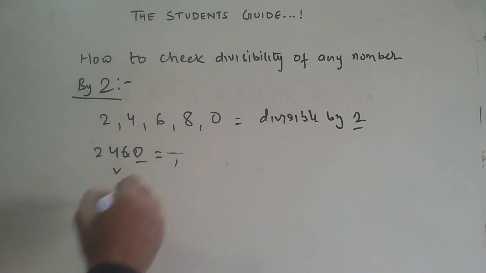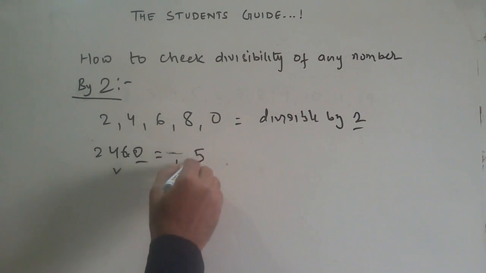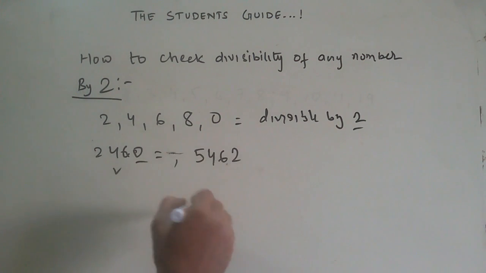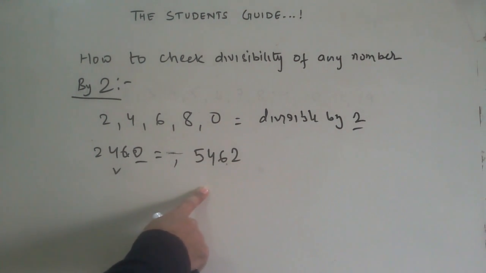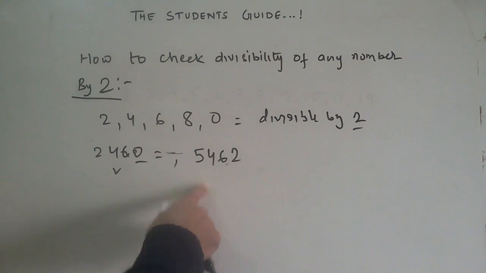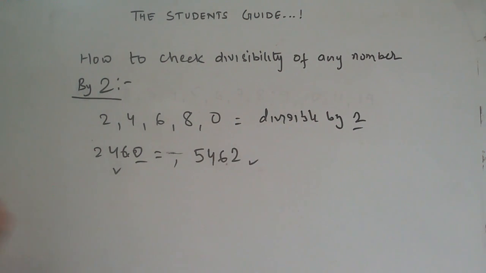Let's take another example. If it's given 5462, the last digit is 2, so the number is divisible by 2. In this way we can find out whether the given number is divisible by 2 or not.